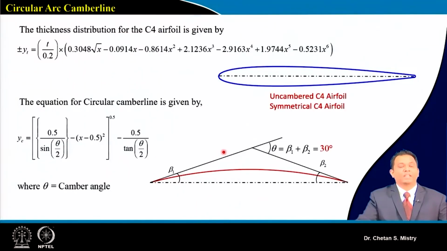So let's see, suppose we take first a circular arc camber line. In this case, this represents a C4 kind of aerofoil. We can say it is an uncambered C4 aerofoil or symmetrical C4 aerofoil. Now, as we have discussed, these aerofoils have a special kind of thickness distribution. The thickness distribution for C4 aerofoil is given by this equation.